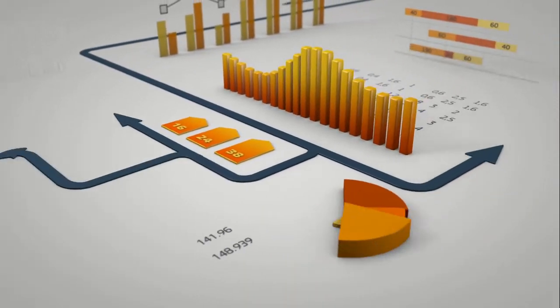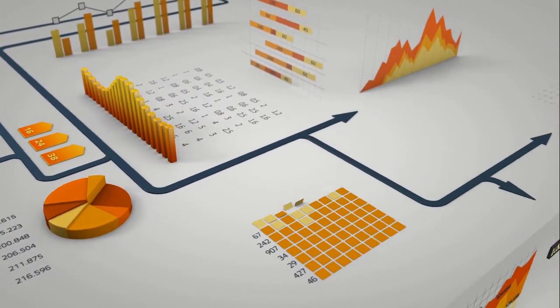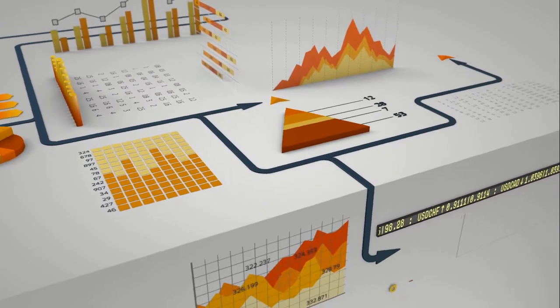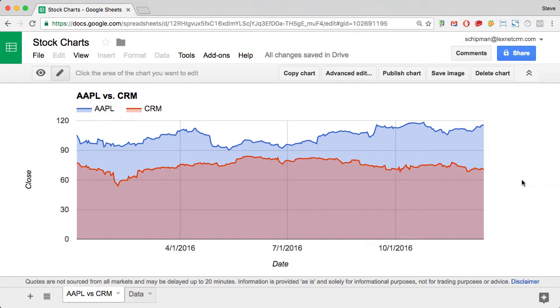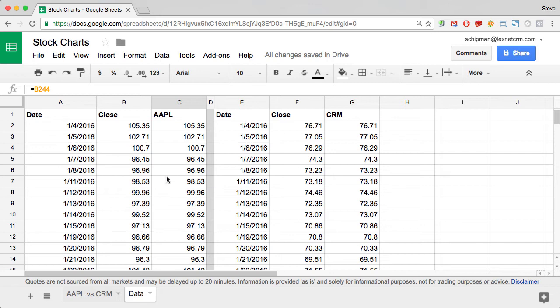Here's a quick look at how to create a comparative stock chart in Google Sheets using a function that Google provides. In this case, the chart shows us a comparison between Apple's stock performance and Salesforce.com stock performance over the course of 2016. I'm recording this on December 16th. And the way this chart was created was using the Google Finance function.